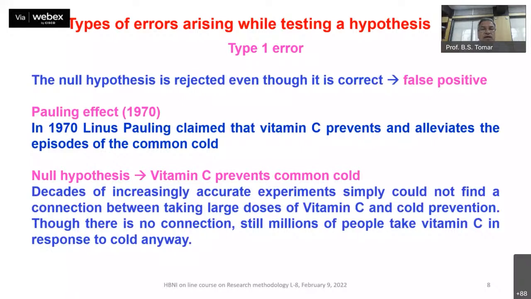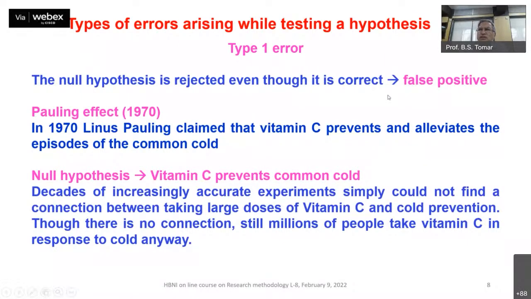Now, during this hypothesis testing, you have in fact two types of errors that appear. They are called type 1 and type 2. Type 1 error is that the null hypothesis is rejected even though it is correct. So when I said that the confidence level is 95%, you are 95% confident that the null hypothesis is rejected, but you are still 5% not sure. It is possible that 5% of the time it may be correct also. So that is called the false positive.